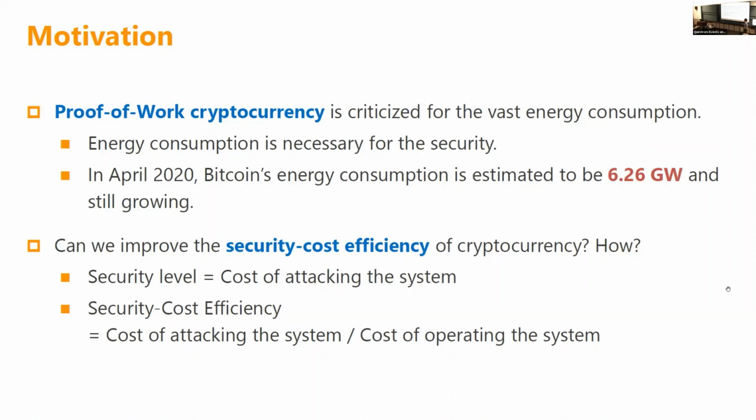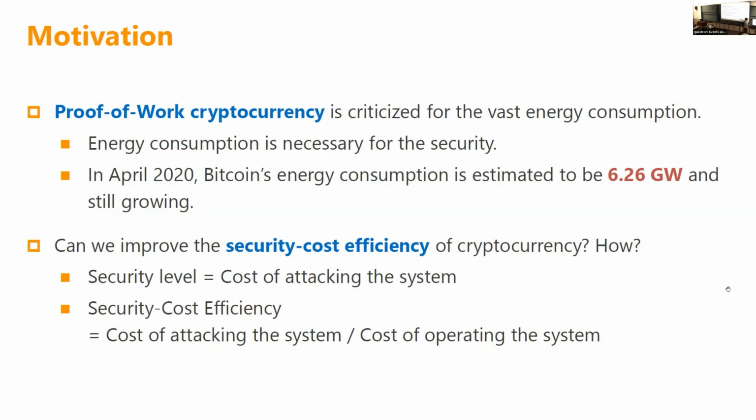A drastic solution is to switch from proof of work to proof of stake or some other kind of consensus mechanism. But the cryptocurrency community does not immediately accept such a drastic proposal. So it is also important to discuss a kind of marginal change which is effective to reduce energy consumption. In this paper, we study how we can improve the security cost efficiency of cryptocurrencies, and how.